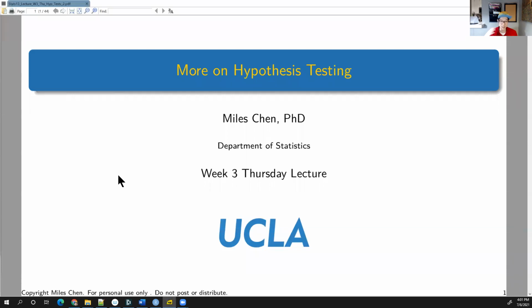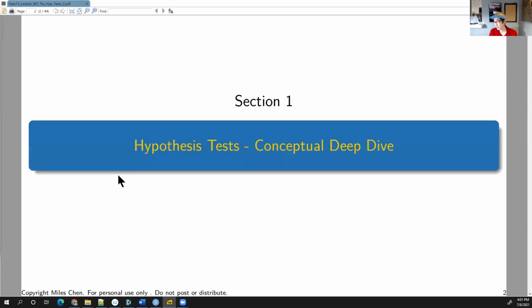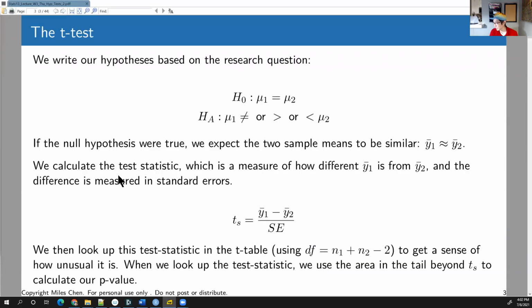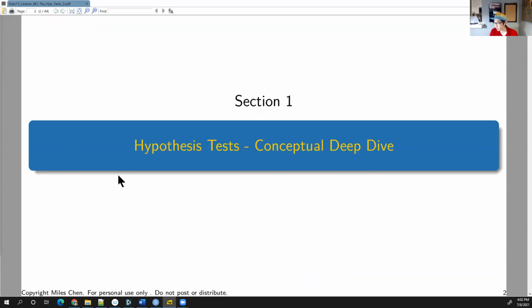So anyway, today's lecture is all about hypothesis testing. We're going to do a kind of conceptual deep dive on hypothesis testing, and that's what we will take a look at. I guess before I get into this, I just want to do a quick check-in.